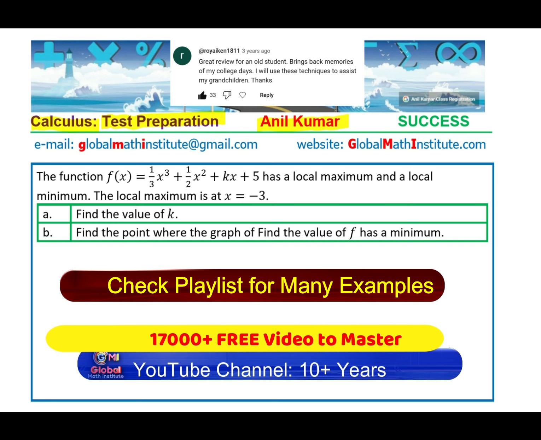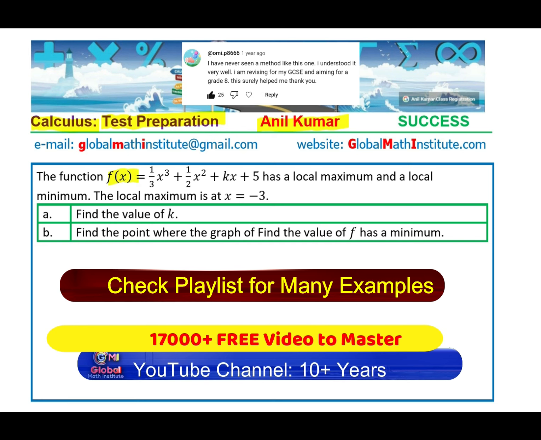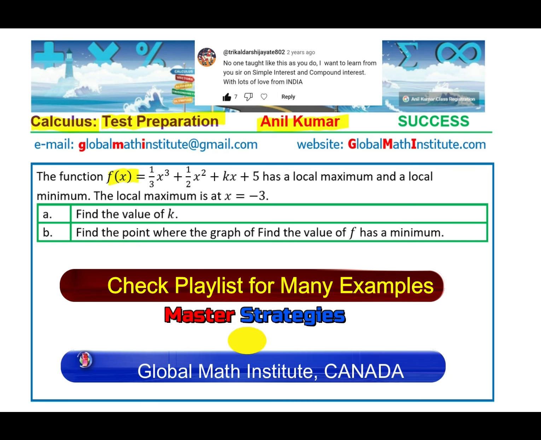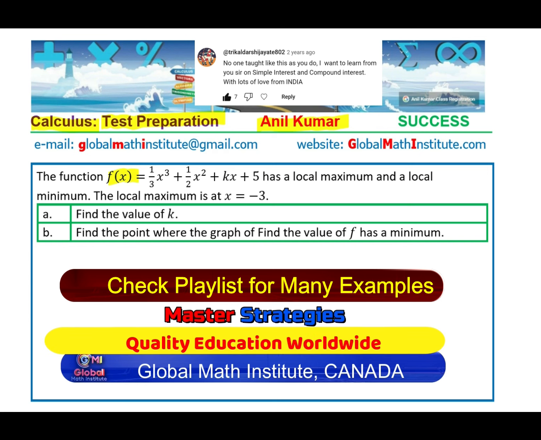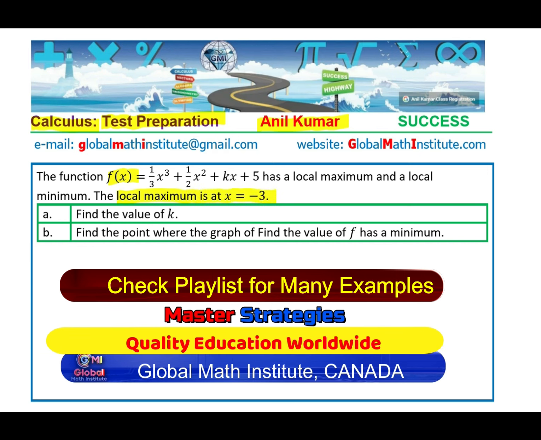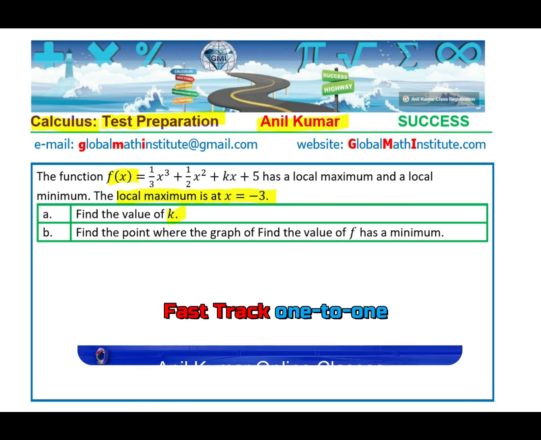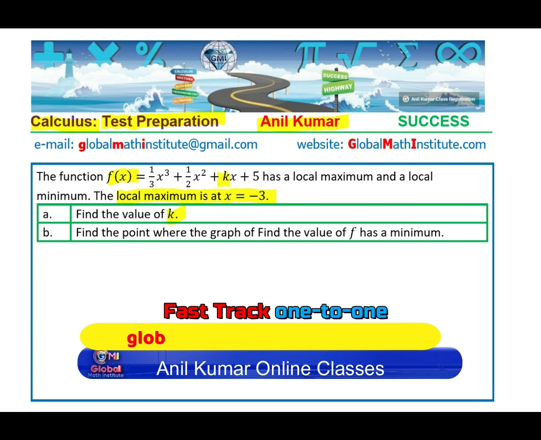The function f of x is a cubic function, 1 over 3 x cubed plus half x squared plus kx plus 5. And it has a local maximum and a local minimum. The local maximum is at x equals minus 3. Two parts. First is find the value of k, which is not given to you in the function.